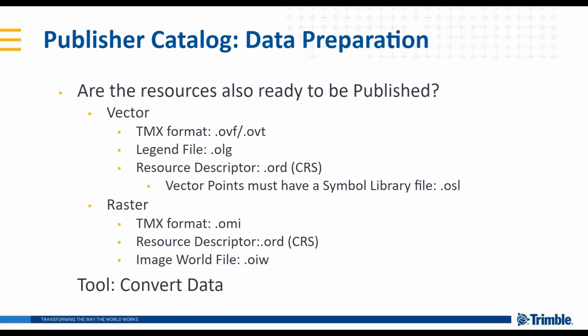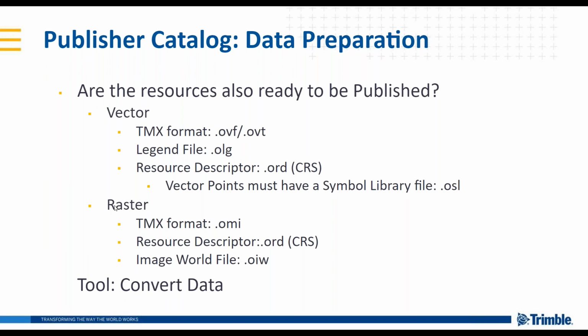Same as the mobile mapping data, the other resources are also required to be in the TMX native format for the publication. For example, for the vector data, a VOF, OVF or OVT format is required, together with the OLG, the legend file, and the ORD file, which is called the resource descriptor. In addition, for the vector points, it must have a symbol library file, which we call the OSL file.